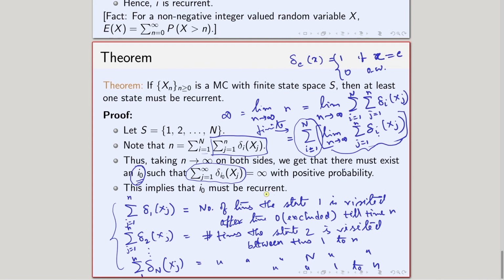So this theorem gives us a very nice result: if I have a finite state Markov chain, I can directly tell that there exists at least one state in the Markov chain which is recurrent. With that I stop, and thank you for listening.